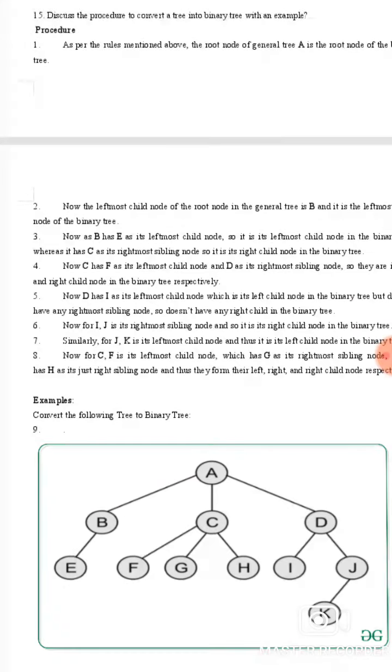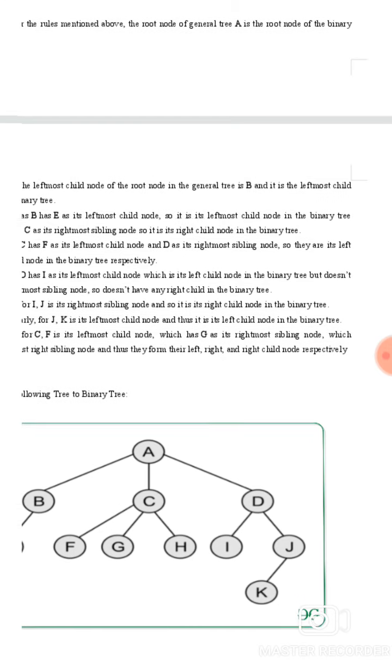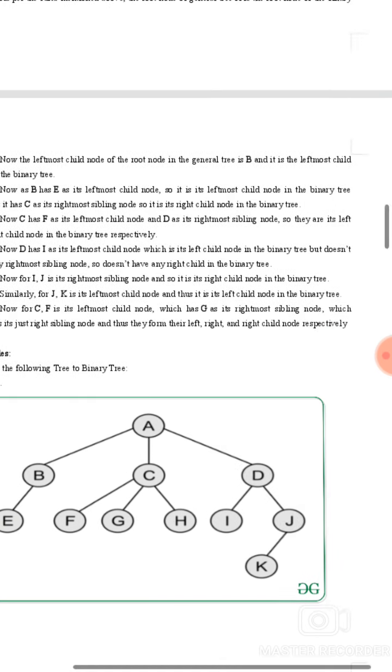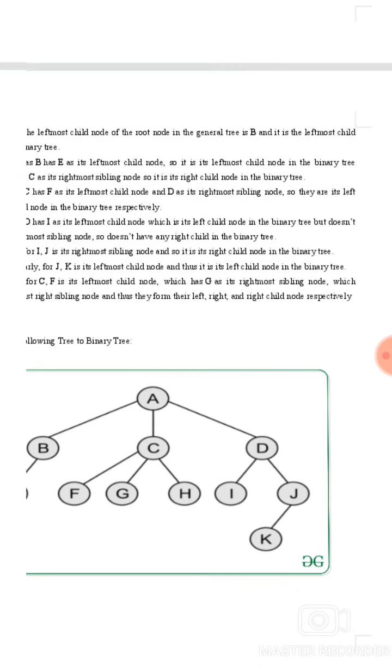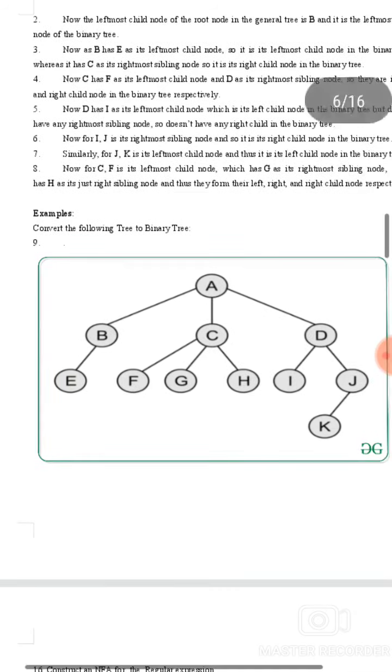15th question, discuss the procedure to convert a tree into a binary tree with an example. As per the rules mentioned above, the root node of the general tree A is the root node of the binary tree. Now the leftmost child node of the root node in the general tree is B, and it is the leftmost child node in the binary tree. Now A has B and E as its child nodes. So B is the relevant leftmost child node in the binary tree, whereas it has C as its neighboring sibling node. So it is the right child node in the binary tree.